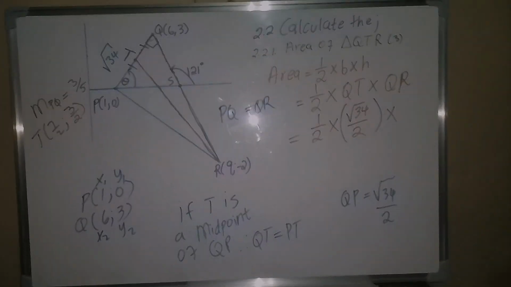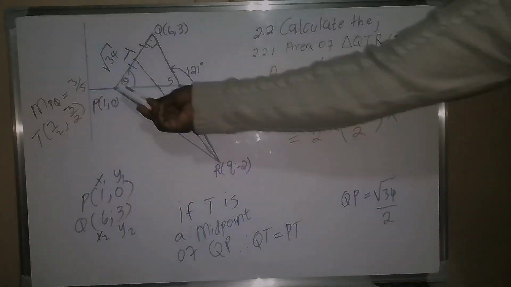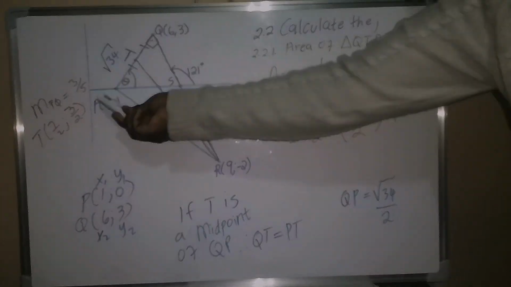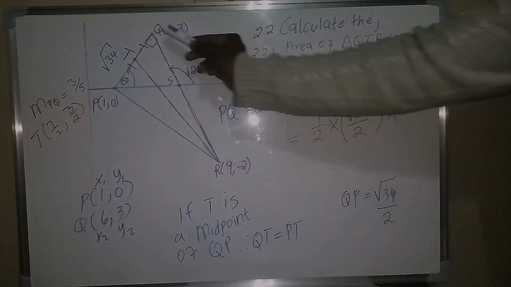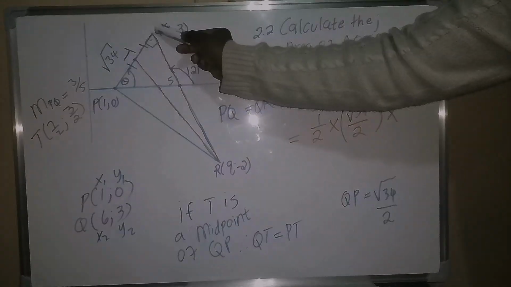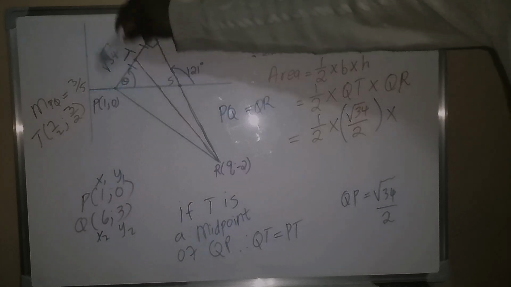Now, what is our PQ? The length of PQ is equal to the length of QR. That means the length from P to Q is equal to the length from Q to R. Now, what is the length of PQ? Remember, you found the length of PQ from the first question. Okay, the square root of 34.